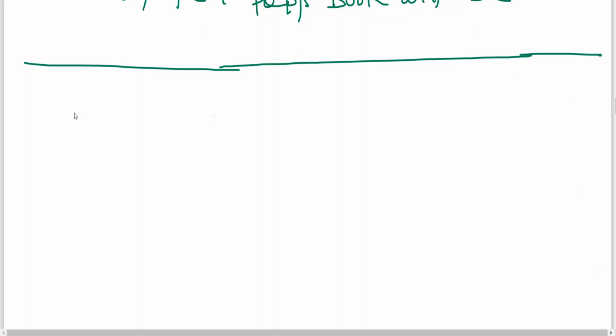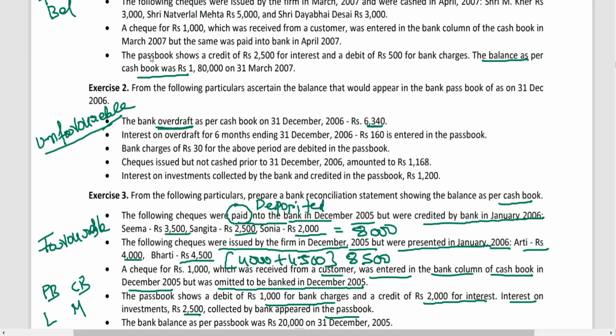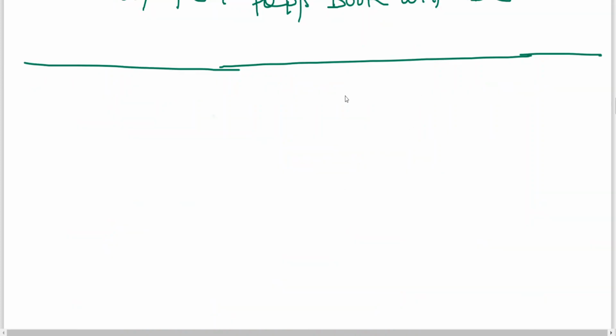We start working out the problem now. Problem number 2 today we are working out. The bank overdraft as per cash book on 31st December 2006 is 6,340. Before I go to that, I am writing some formula here. OD as per cash book. I am trying to find out OD. Basically, it can be OD or favorable, but I am trying to find out passbook.